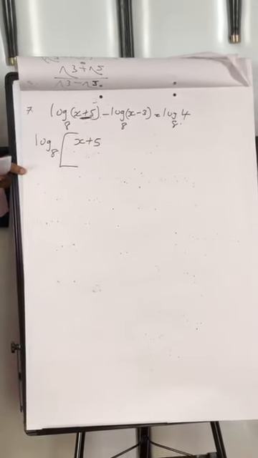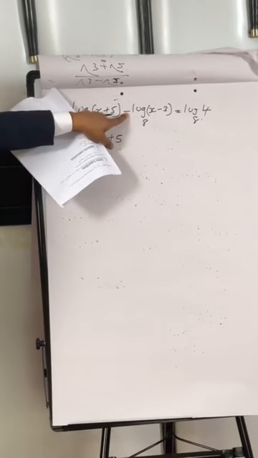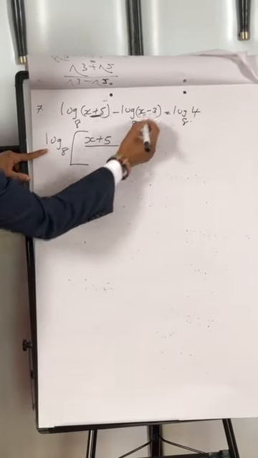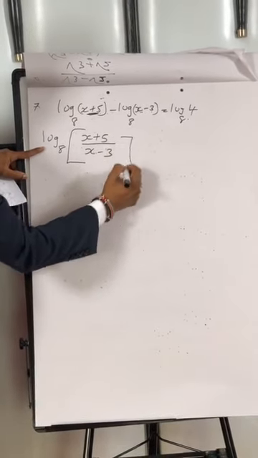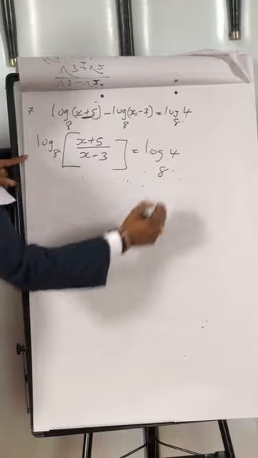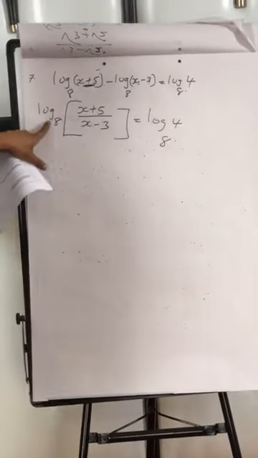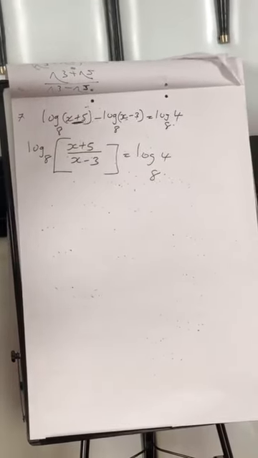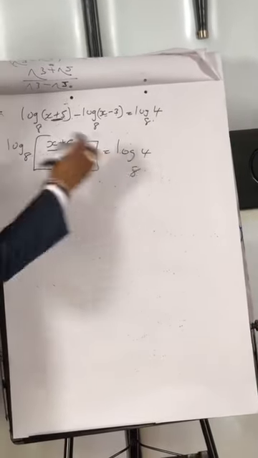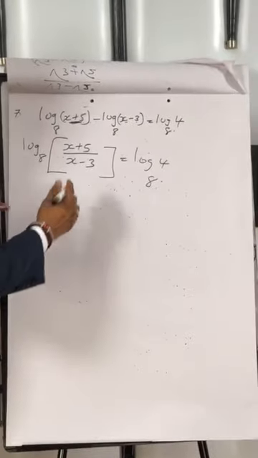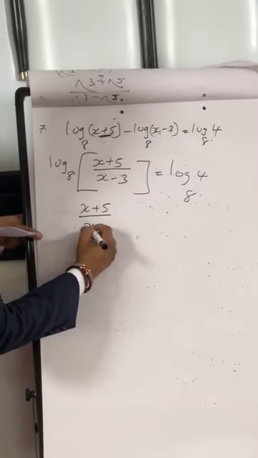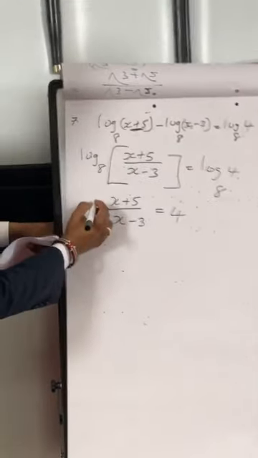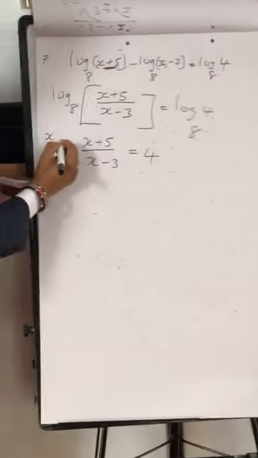x plus 5. Then look at this sign. If it is minus in logarithms, when you collect logs to the same base, you change it to division. You divide by x minus 3 equals log 4 to base 8. Then in mathematics, the logs to the same base will drop. Don't cancel them, because mathematically, if you cancel, it is not correct. You don't say you divide by log to base 8. You just drop them. When you drop them, you remain with x plus 5 divided by x minus 3 equals 4, because these are the same. Therefore, you cross multiply both sides by x minus 3.